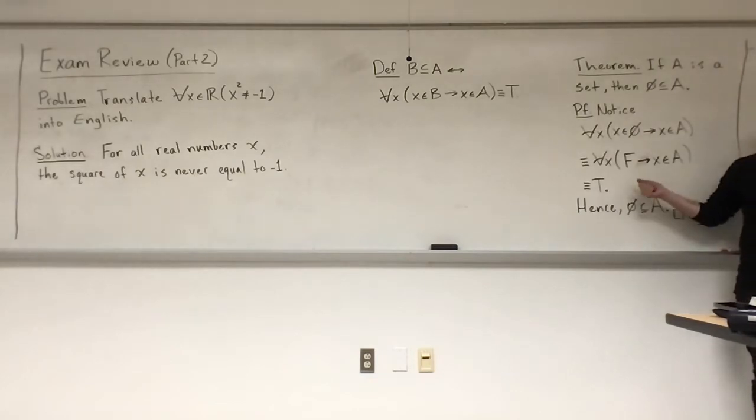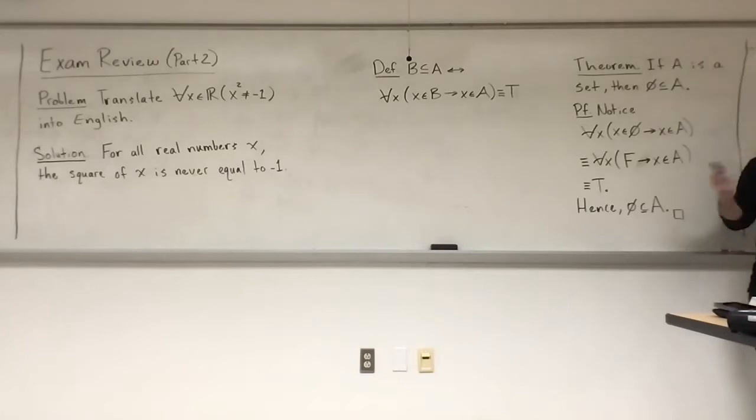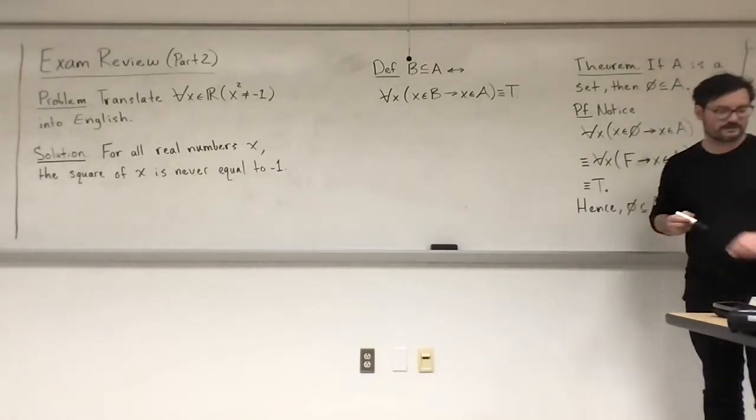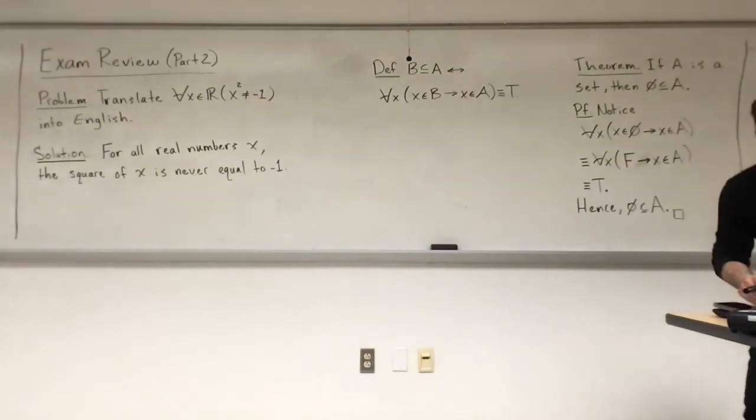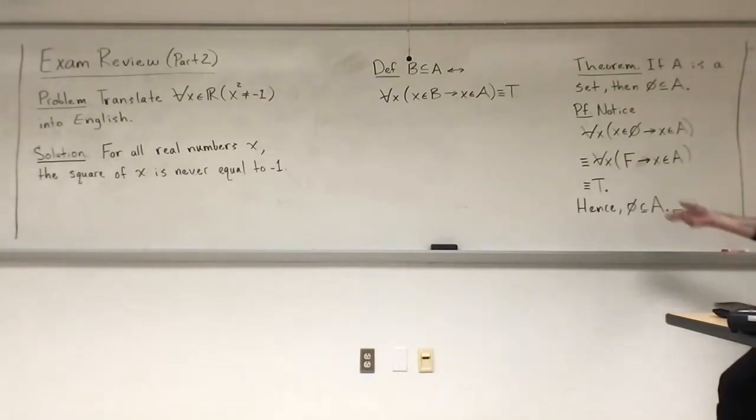This is what's called vacuously true. When the hypothesis of this conditional is always false, it's just vacuously true. There's nothing to really check. So that's why it's important to remember the empty set is a subset of every set, but not necessarily an element of the set. Okay. Sometimes the empty set can be an element, right?